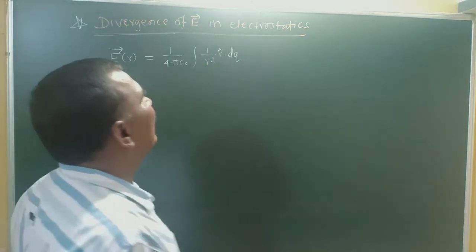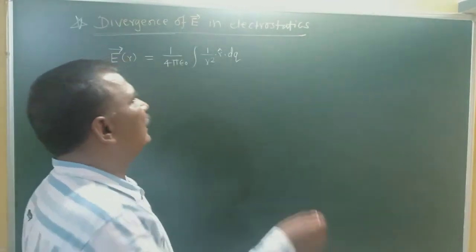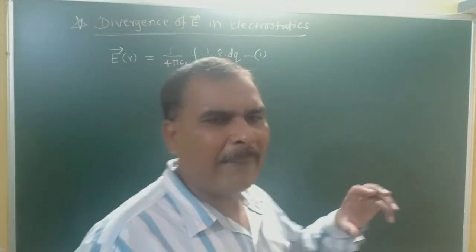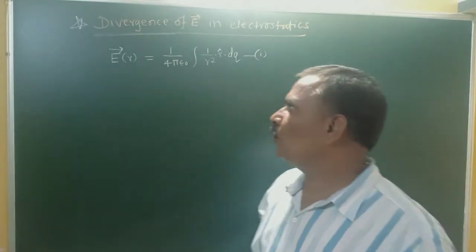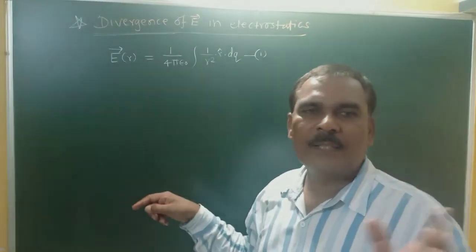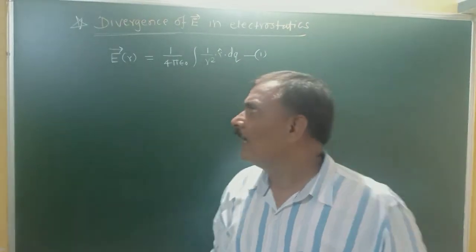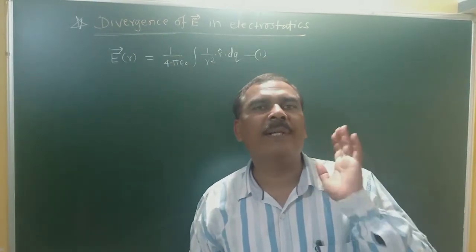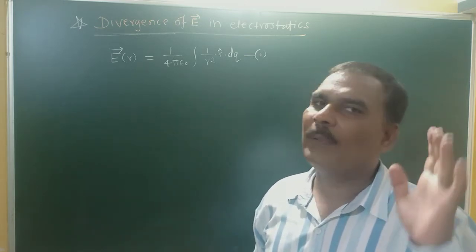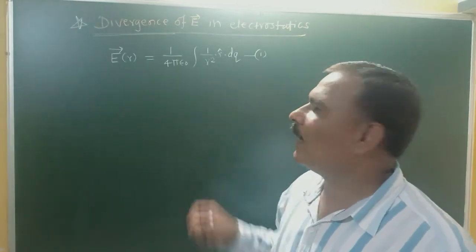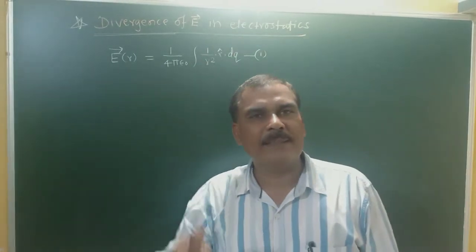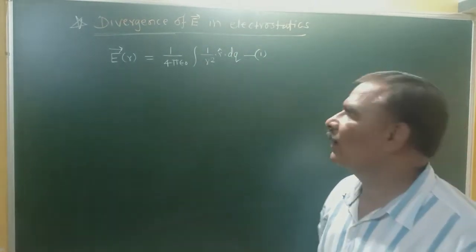What is dq here? That is considered as a charge, and this is equation number 1. In magnitude, E is equal to 1 upon 4 pi epsilon 0 times the integration of dq, which is q, so E is equal to 1 upon 4 pi epsilon 0 q upon r square. This is the formula for electric field intensity, and here we have to find the divergence of the electric field intensity E bar. This is your target.